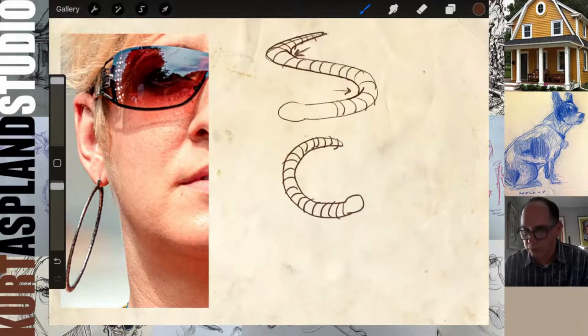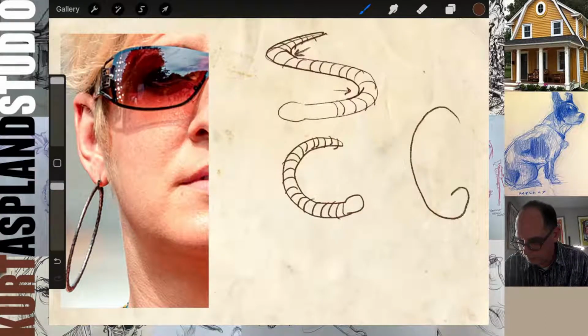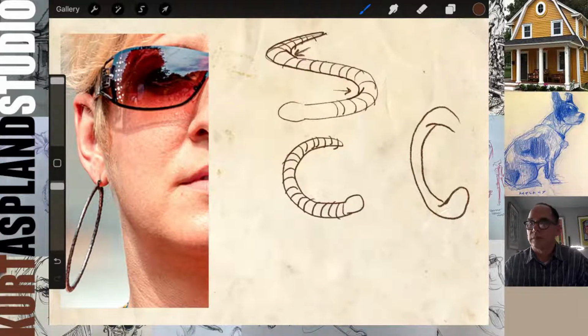All right, so we've got those two types of snakes. Let's look at this one here. Let's do this. All right, now here we go. So this would be like this. I've just changed direction of these surface lines.